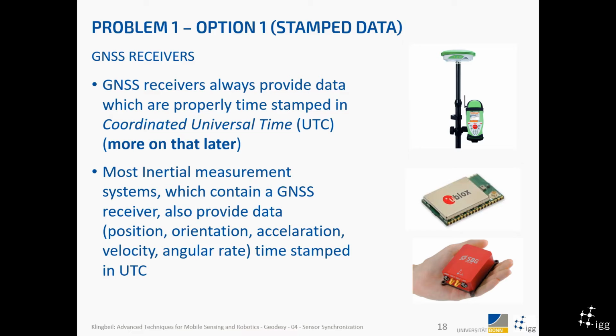And most inertial measurement systems contain a GNSS receiver, right? So like a box like this, where there's a GNSS receiver in there and an IMU with accelerometer, gyroscope and everything, they already provide data which is also timestamped in UTC. This is because they have internally a GNSS receiver, so their whole internal system is synchronized with UTC, with a clock from GNSS. And then all the data coming out from here, like orientation, acceleration, velocity, angular rate, and so on, is already timestamped. So this is option 1. We have properly timestamped values.